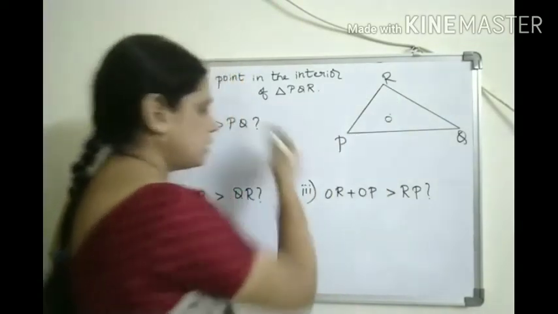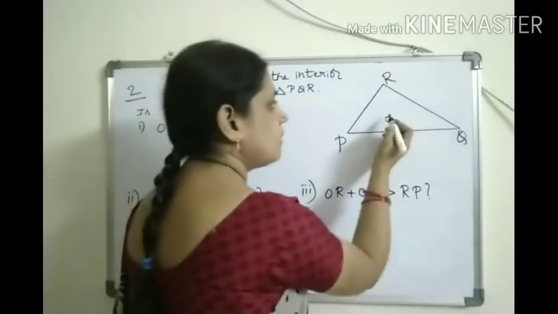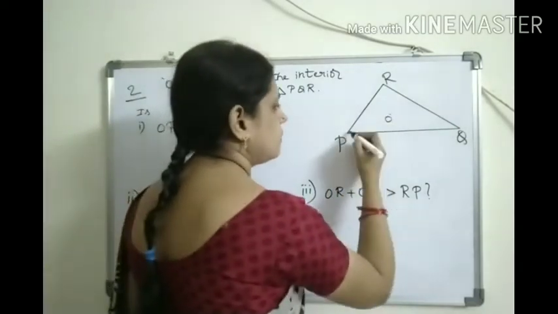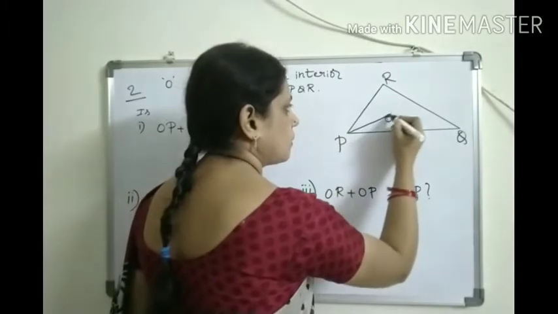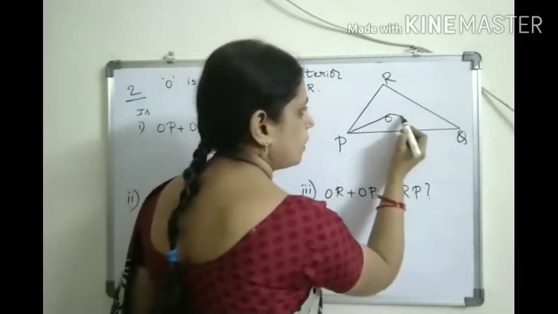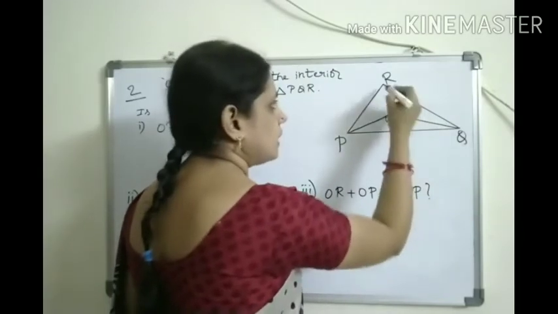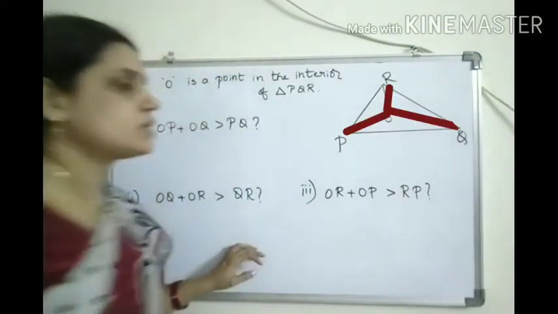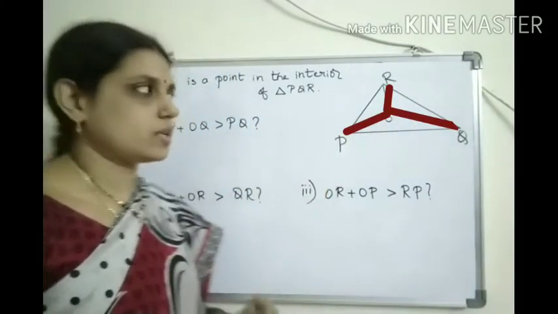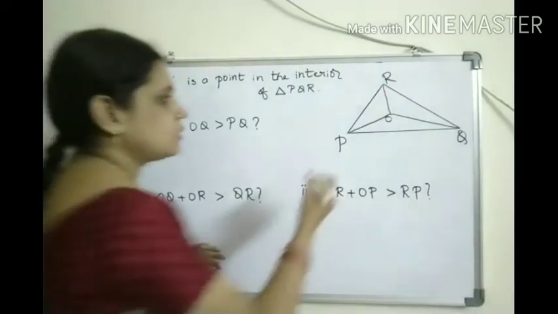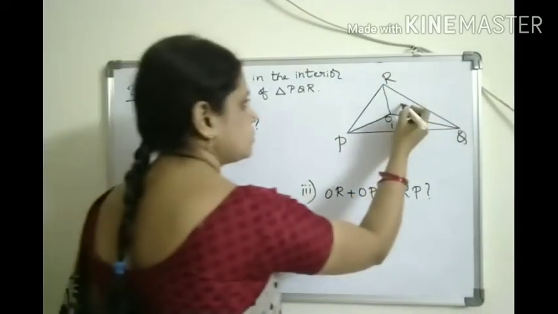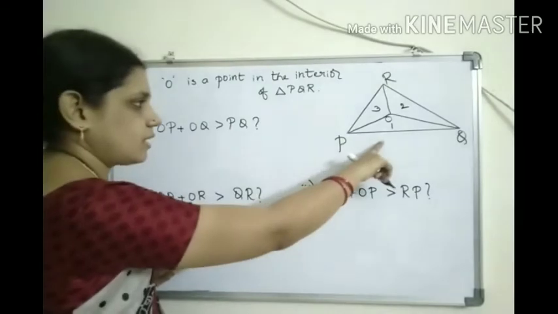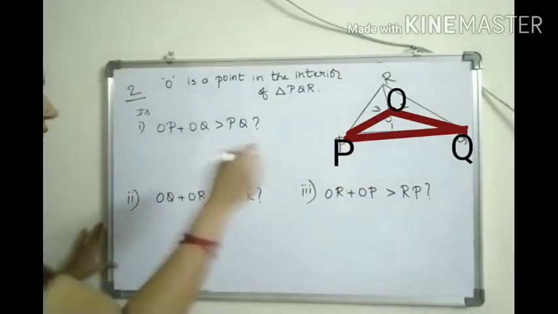So to find out these solutions, what we do is we join O with all the three vertices of the triangle. If you join O and P, O and Q, here you will get like this OQ, then O and R also we are joining. So now here three triangles we got. 1, 2, 3 triangles we got. Now in the first triangle, triangle OPQ.